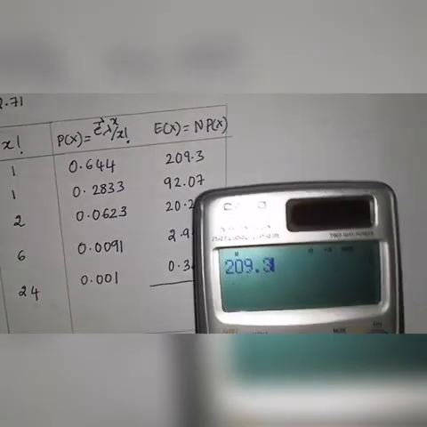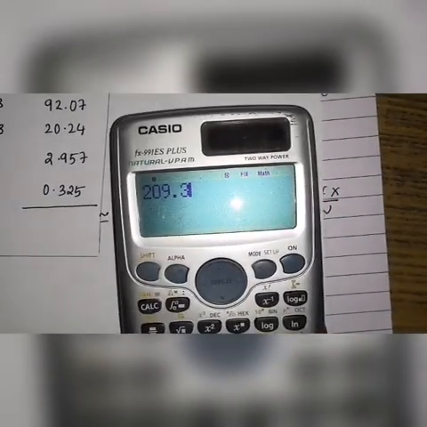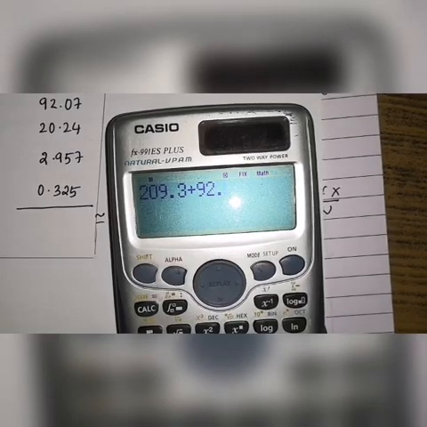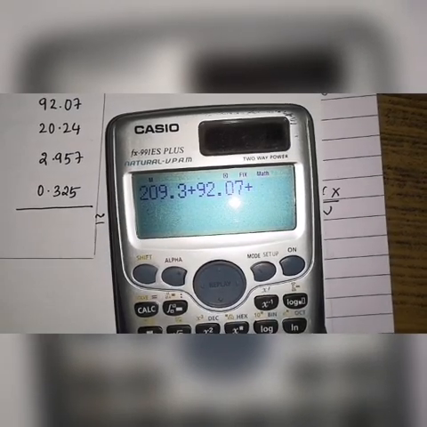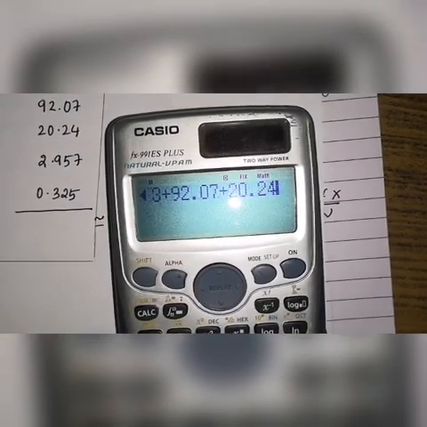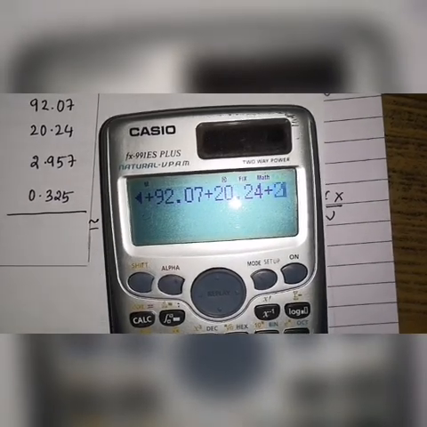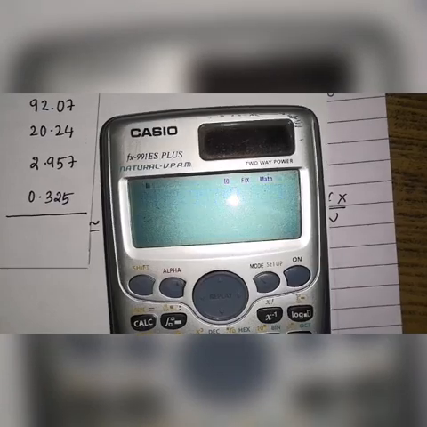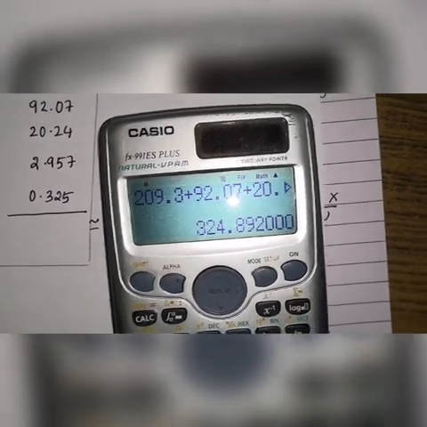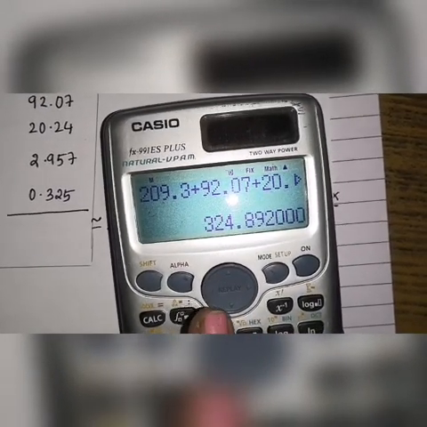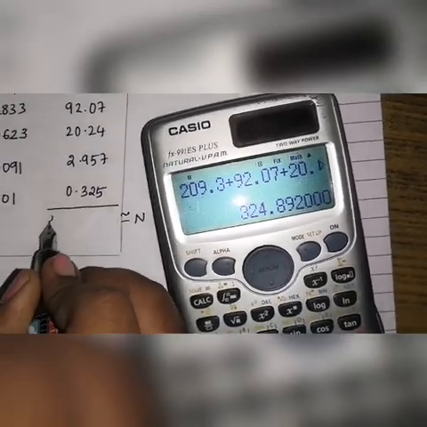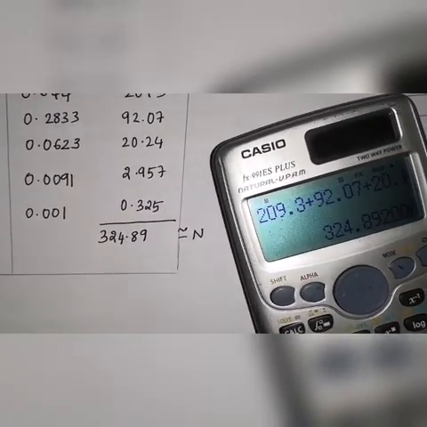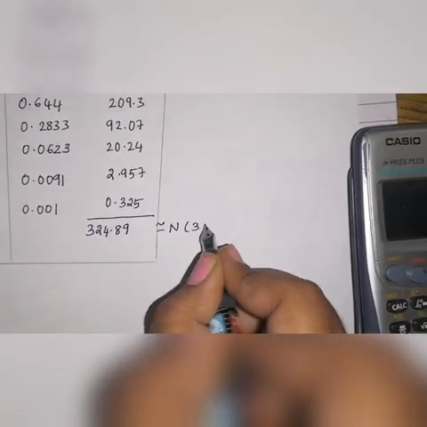209.3 plus 92.07 plus 20.24 plus 2.957 plus 0.325. So this is approximately equal to 325. What we got is 324.89. So approximately equal to n, which is 325.